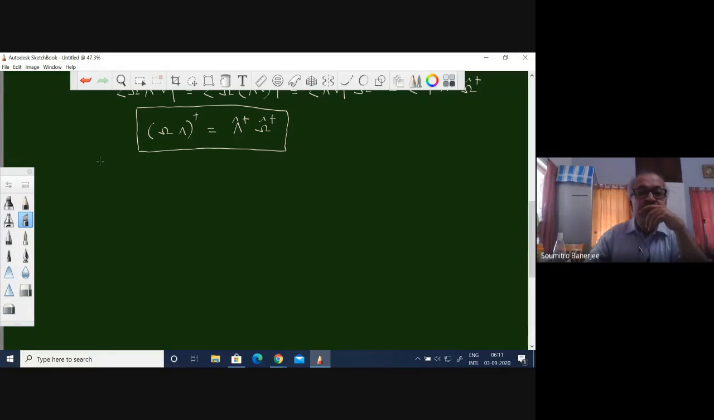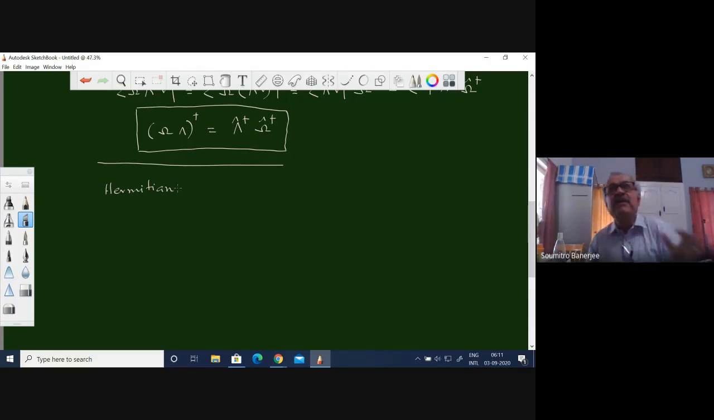Since we know what a Hermitian is, Hermitian is where the matrix itself and its transpose conjugate are the same. And we have now learned that the transpose conjugate gives the adjoint. Therefore, what is a Hermitian operator? We can easily see that if I have omega, its adjoint should be the same as omega itself. So that is the character of the Hermitian operator. Okay?